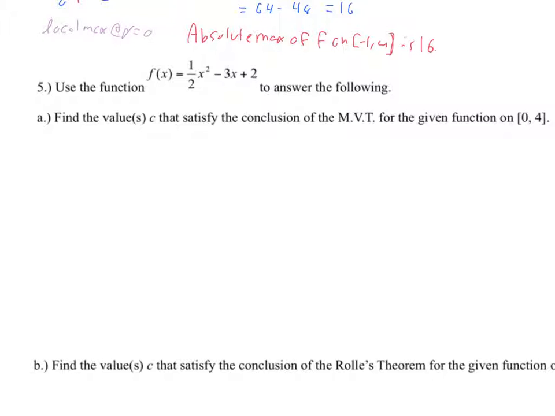Okay. The mean value theorem is when the average is equal to the instant. So the average rate of change is equal to the instantaneous rate of change. So we need to find the average rate of change from 0 to 4. So what is f of 4 minus f of 0 over 4 minus 0?